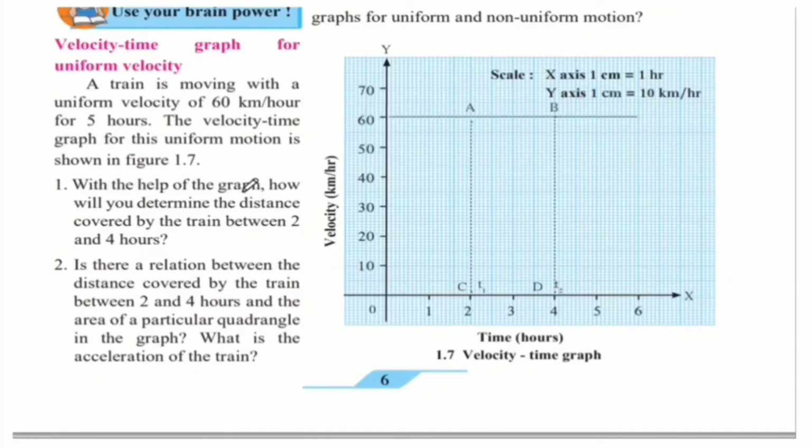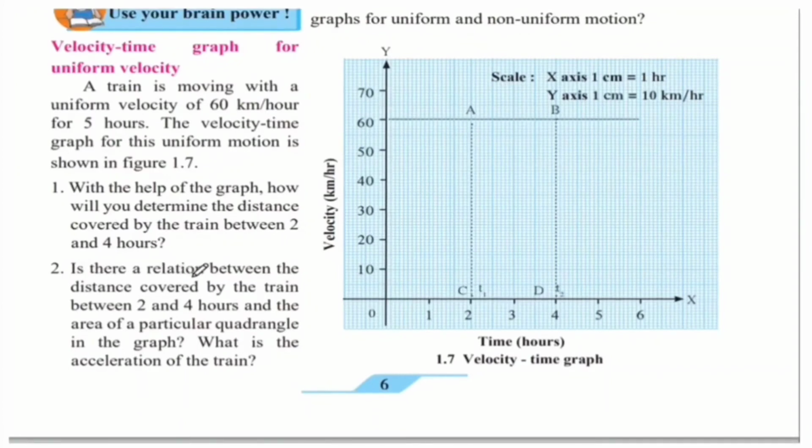With the help of the graph, how will you determine the distance covered by the train between 2 and 4 hours? So on the x-axis we have the time in hours, and we need to find the distance covered by the train between 2 and 4 hours. So how would you do this? As we learned earlier, velocity is equal to displacement upon time. So we just have to substitute in the formula. Velocity we know is 60 km per hour, and the time would be 2 hours because we need to find between the second and the fourth hour.